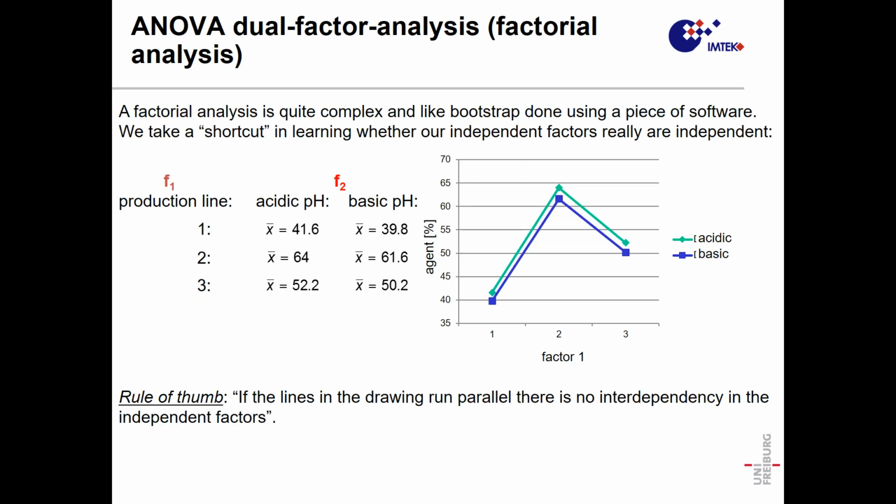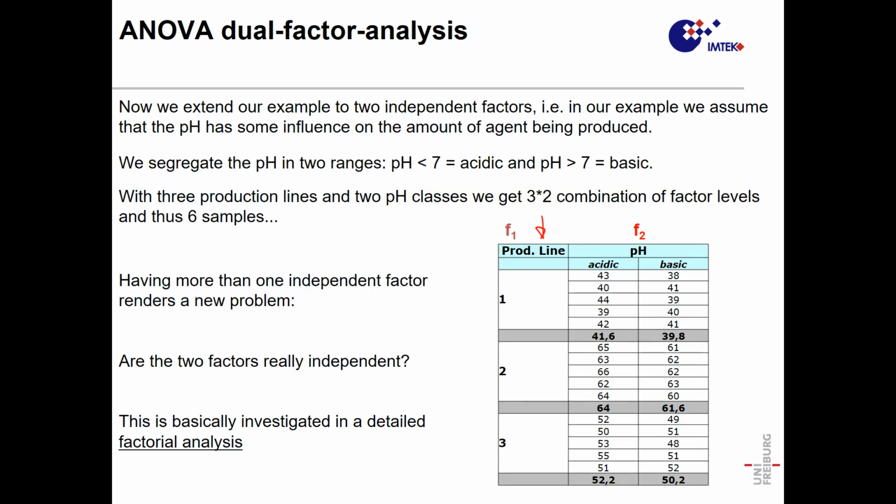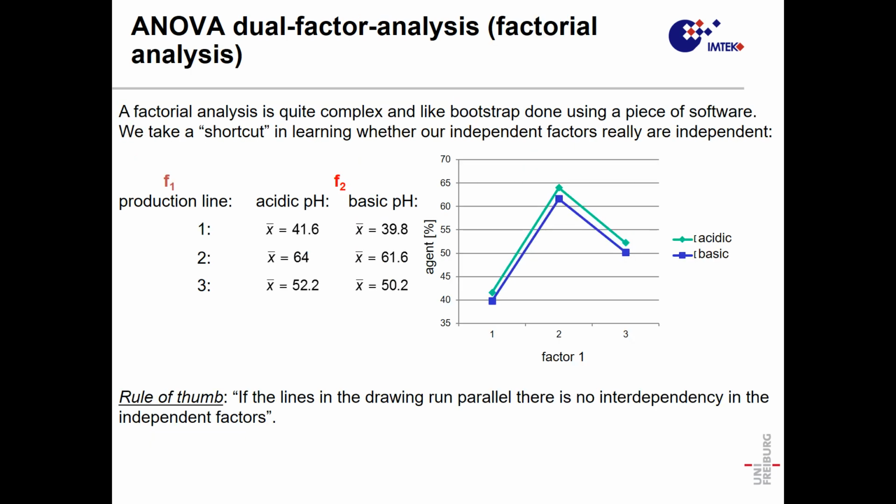And how can we see quickly if they are independent or not? This is a graphical way to see. You calculate the mean for each pH. So pH is now divided in acid and basic. And we have 3 production lines. So you calculate the mean for each of the pH and each of the production lines. So you will have at the end 6 means. And you see how these means actually vary. So here you have the agent measurement factor, and it's parameterized by pH.